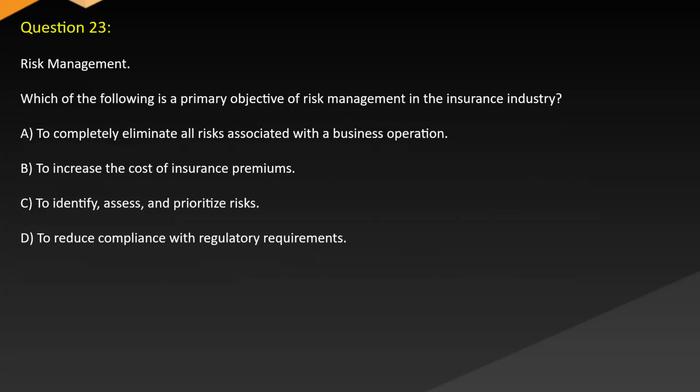Question 23. Risk management. Which of the following is a primary objective of risk management in the insurance industry? A. To completely eliminate all risks associated with a business operation. B. To increase the cost of insurance premiums. C. To identify, assess, and prioritize risks. D. To reduce compliance with regulatory requirements.